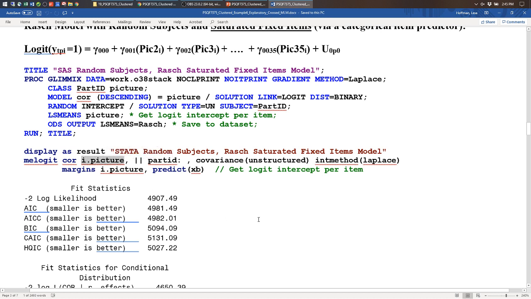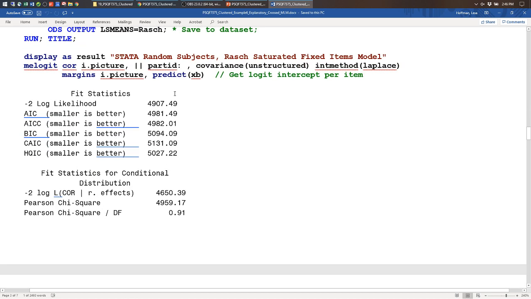So what am I doing there? What does it mean if I have picture on the class statement or I put an i.dot in front of it in Stata? It's categorical, meaning it's going to make dummy codes for me. So in this version of the model, I left in the general intercept. Each of these dummy codes is going to give me the difference between one picture, that's the reference, which is the last one, and each of the others.